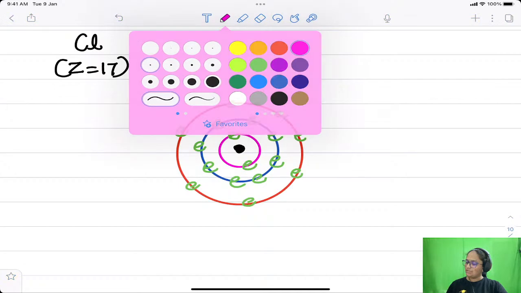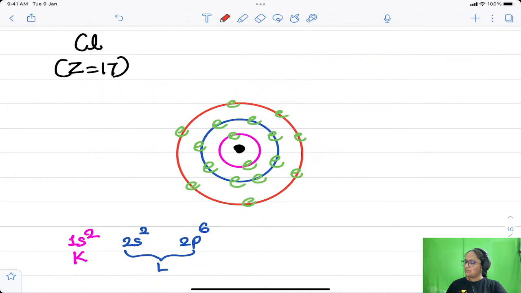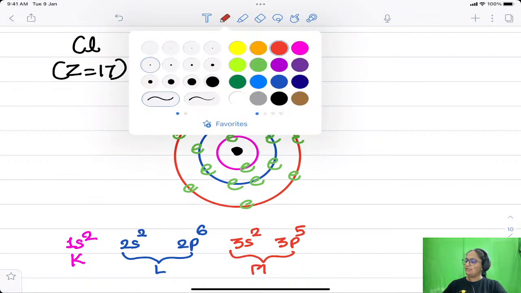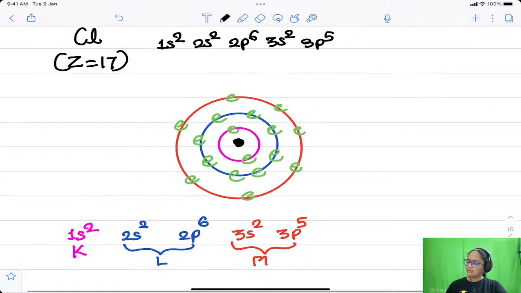Let us write the electron configuration then. So 1s2 is for K shell, the next one is for L shell. L shell is divided into 2s and 2p, 2 for s, 6 for p. This is for L shell. Then next is for the third shell, 3s, 3p and 3d. 2 electrons in s and 5 electrons in p, 0 electrons in d, therefore I will delete it. So this is your M shell. So the electron configuration for chlorine will be 1s2, 2s2, 2p6, 3s2 and 3p5, right? So this is the electron configuration for chlorine.